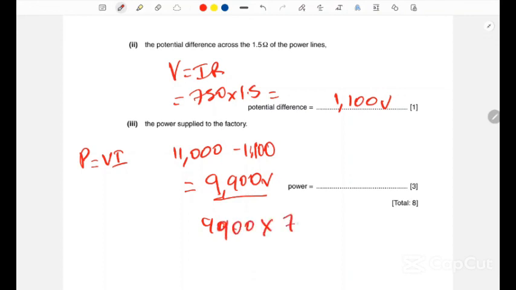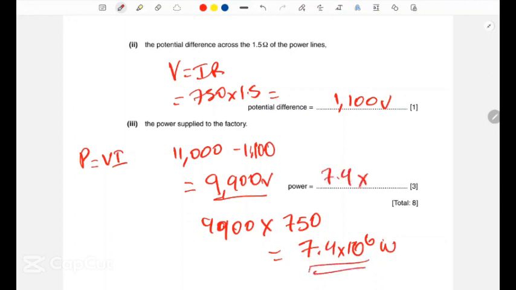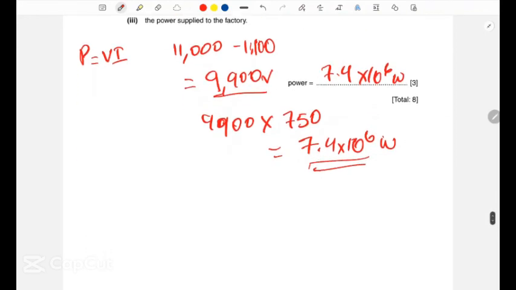Now to find the power, we have 9,900 volts times the current, which is 750. That would give us 7.4 million. We can write it as 7.4 times 10 to the power of 6 watts. So our answer is going to be 7.4 times 10 to the power of 6 watts.